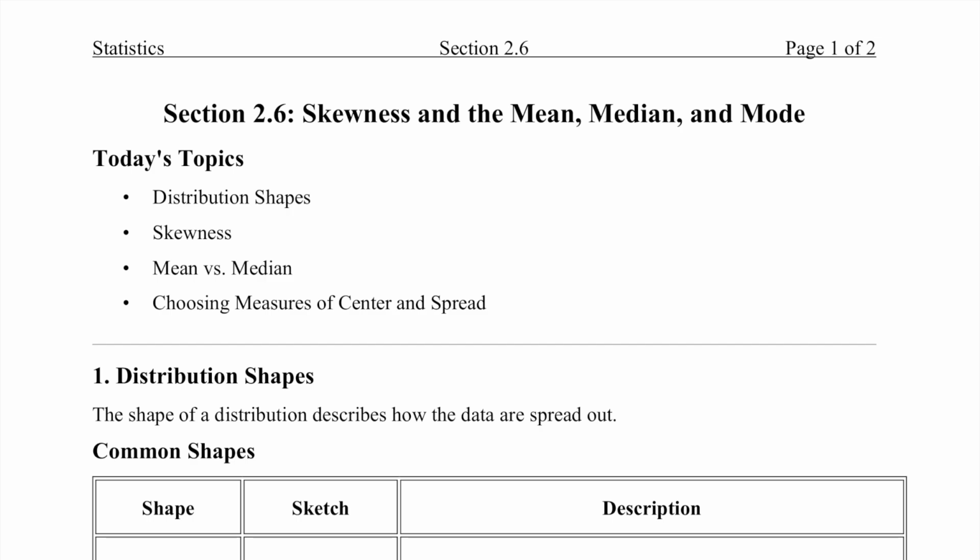Hi everyone. In this video, we are going to talk about how the shape of a distribution affects the statistics we use to describe it. We'll focus on three things: distribution shapes, skewness, and choosing the best measures of center and spread. Let's get started.